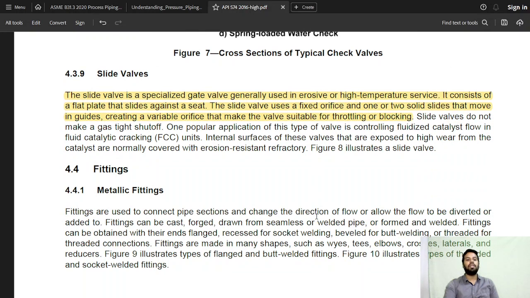Slide valves. The slide valve is a specialized gate valve generally used in erosive or high temperature service. It consists of a flat plate that slides against the seat. The slide valve uses a fixed orifice and one or two solid slides that move in the guides, creating a variable orifice that makes the valve suitable for throttling or blocking. So basically a slide valve will have a sliding operation.